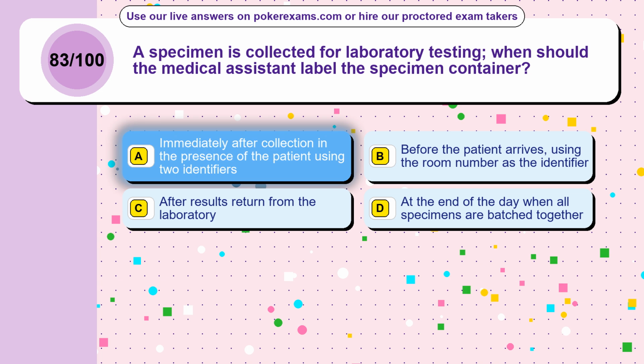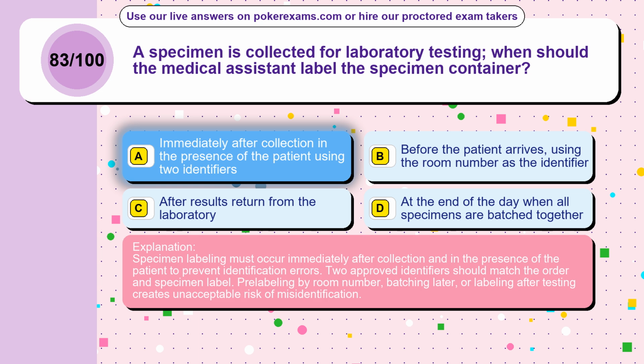The correct answer is option A, immediately after collection in the presence of the patient using two identifiers. Specimen labeling must occur immediately after collection and in the presence of the patient to prevent identification errors. Two approved identifiers should match the order and specimen label. Prelabeling by room number, batching later, or labeling after testing creates unacceptable risk of misidentification.